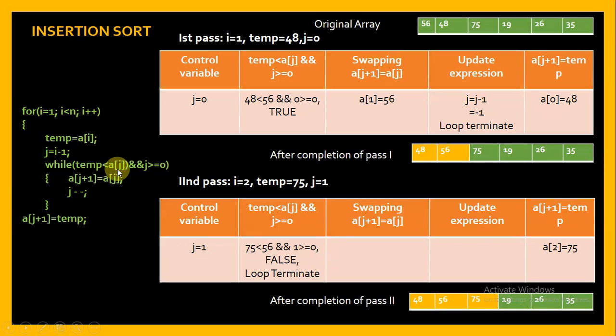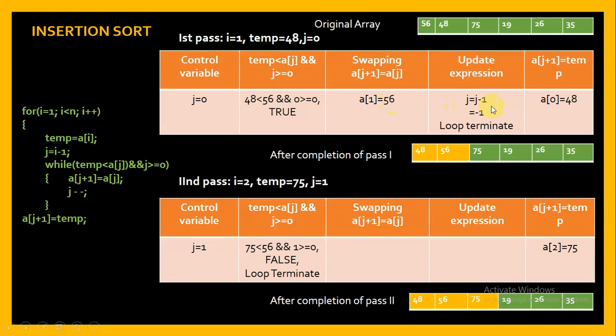Now while temp is less than a[j], we are checking this condition. Is temp less than a[j] and j greater than or equal to 0? So what is temp? Temp is 48 and j is 0. You can see here, a[j] is 56. So 48 is less than 56 and j is 0, so 0 is equal to 0. So both the conditions are true. So shifting will take place as both the conditions are true. a[j+1] is equal to a[j]. j is 0, so a[1] is equal to a[0]. So in the first position, 56 will come. a[1] will contain the value 56. Very important to understand.